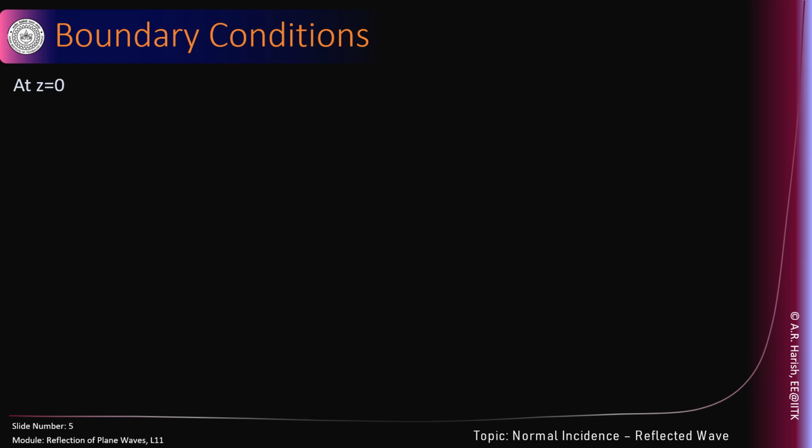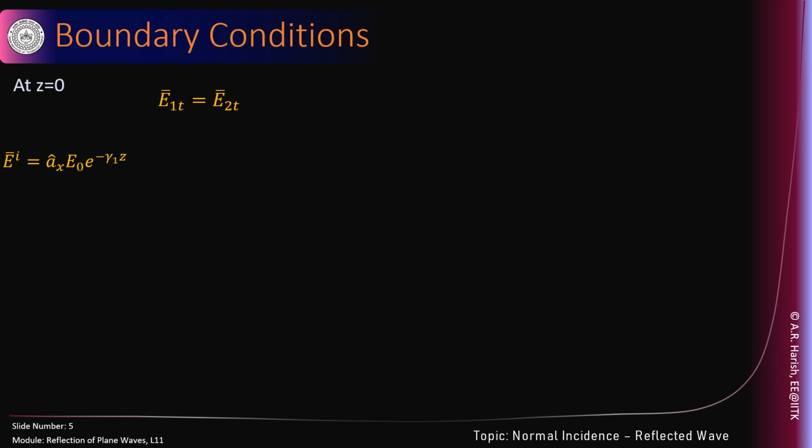Now we will enforce the boundary condition. Now it keeps getting trickier and trickier. Let's see. First condition, continuity of tangential electric field, that is E1t is equal to E2t. T here represents tangential component, which is Ex and Ey. Ez is normal to that interface.